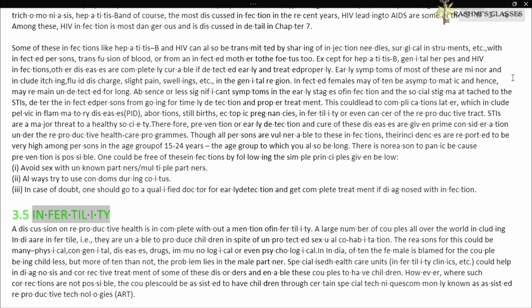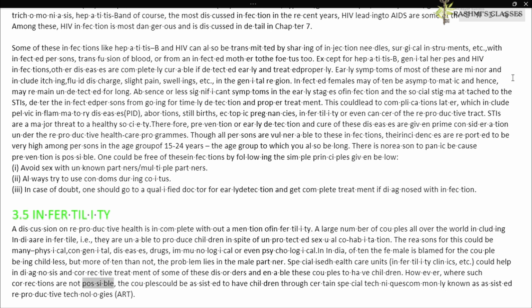3.5 Infertility. A discussion on reproductive health is incomplete without a mention of infertility. A large number of couples all over the world, including India, are infertile, i.e., they are unable to produce children in spite of unprotected sexual cohabitation. The reasons for this could be many: physical, congenital, diseases, drugs, immunological, or even psychological. In India, often the female is blamed for the couple being childless, but more often than not, the problem lies in the male partner. Specialized health care units, infertility clinics, etc., could help in diagnosis and corrective treatment of some of these disorders and enable these couples to have children.